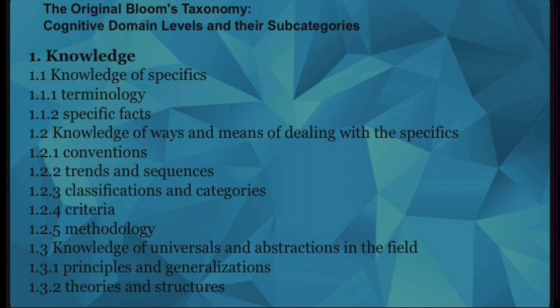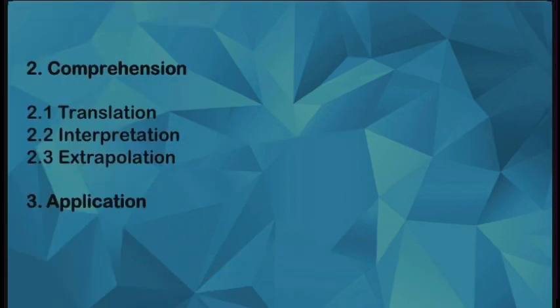Number 1.2 is knowledge of ways and means of dealing with specifics. This category involves understanding the conventions, trends, sequences, classifications, categories, criteria, and methodology associated with a subject. Number 1.3 is knowledge of universals and abstractions in the field. This subcategory focuses on the understanding of principles, generalizations, theories, and structures that apply to a subject.